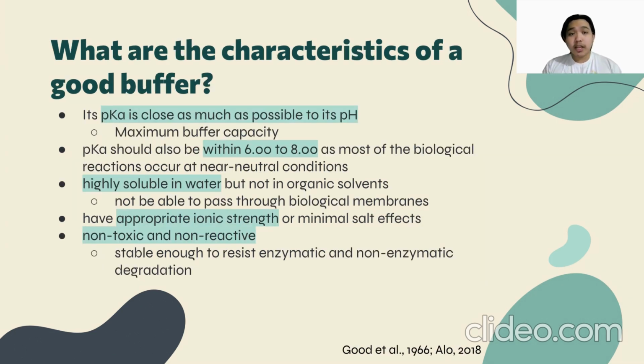For the fourth one, what are the characteristics of a good buffer? A good buffer has its pKa as close as possible to its pH for its buffer capacity to be maximum. As most biological reactions occur at near neutral conditions, the pKa of a good buffer must also fall between 6 to 8. The buffer should also be highly soluble in water but not in organic solvents. It also should not be able to pass through biological membranes, as the buffer might be toxic to the cell, and to prevent it from accumulating. Good buffers also have appropriate ionic strength or minimal salt effects in order to neutralize the acid or bases in a reaction. Lastly, it must be non-toxic and non-reactive, which is stable enough to resist enzymatic or non-enzymatic degradation.